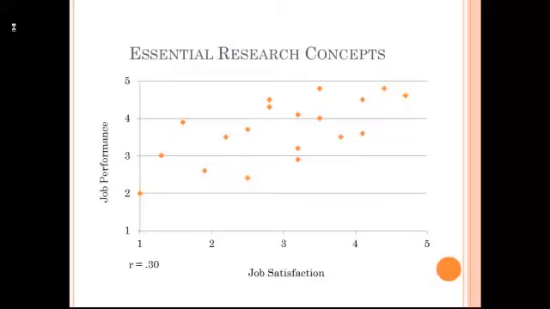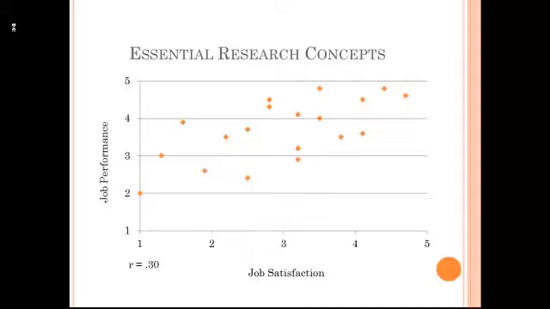Now here I've got an example of a positive correlation for you. This correlation represents the relationship between job satisfaction and job performance. So we've got job satisfaction along the horizontal axis, and this is paired up with job performance on the vertical axis. So you can see that when people have low job satisfaction, they tend to have lower job performance. And when people have higher job satisfaction, they tend to have higher job performance.